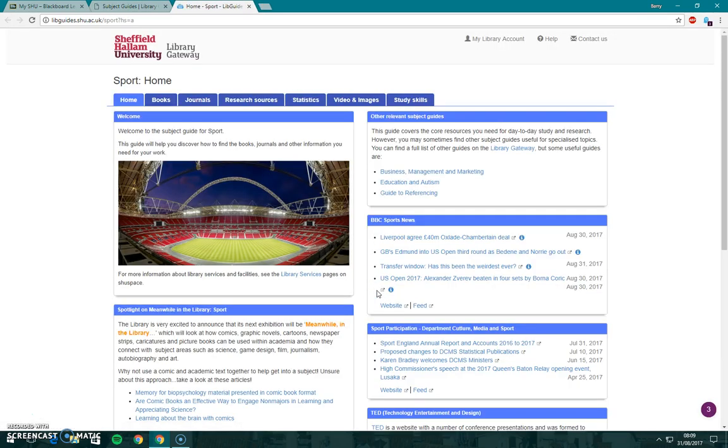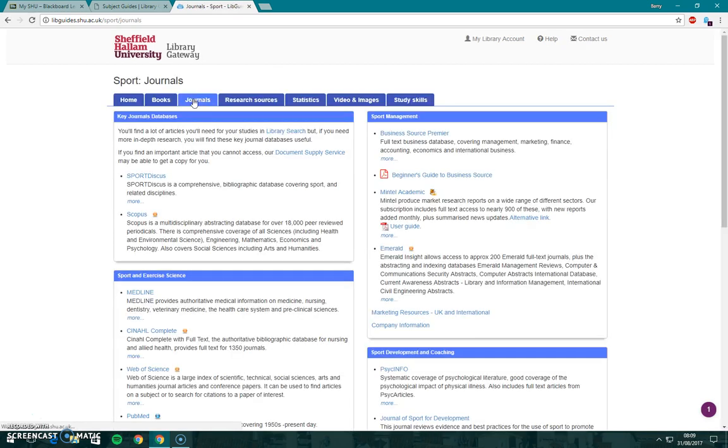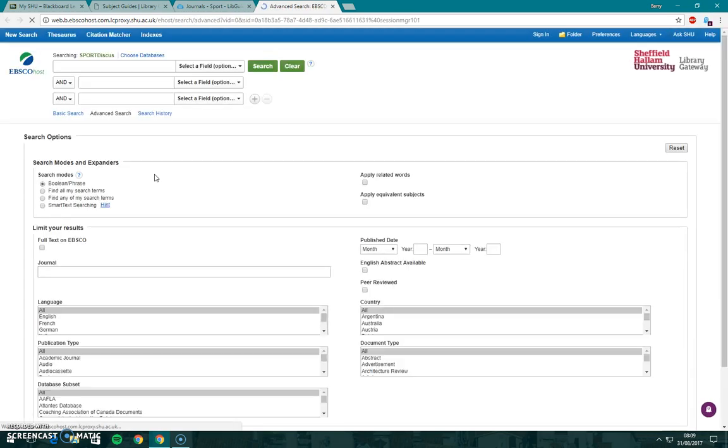The guides are divided into different types of information such as statistics, web resources, but today we're going to concentrate on finding journal articles. One of the main databases to use in any sport research is SportDiscus. The way SportDiscus is laid out is familiar to the search strategy we've looked at in other recordings.